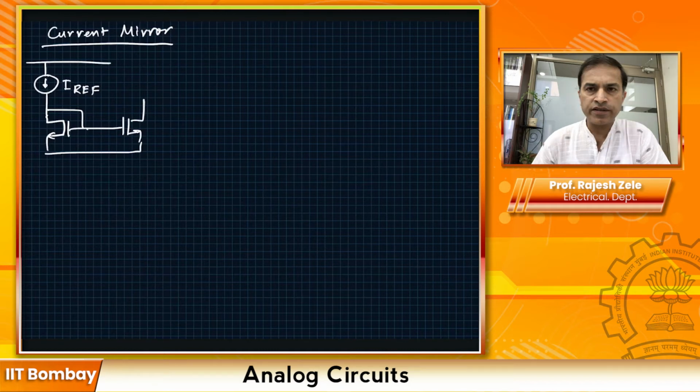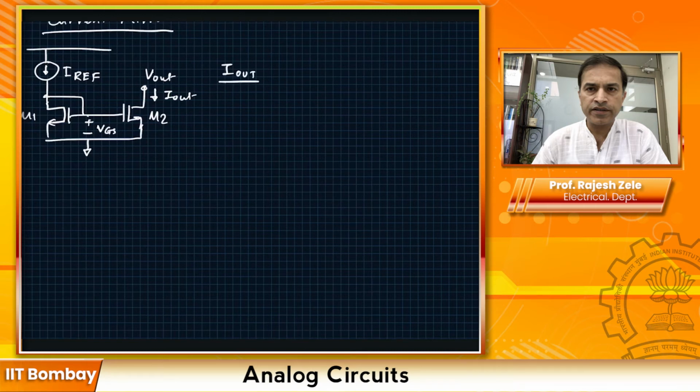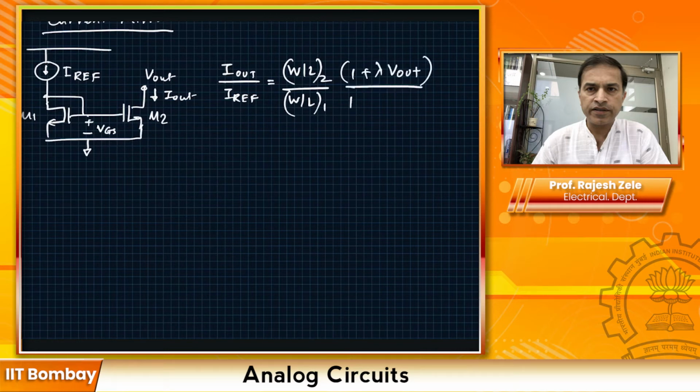First, we will revisit the current mirror, the simple current mirror. We already went through this equation: I out divided by I ref is equal to W by L of transistor 2 divided by W by L of transistor 1, times the 1 plus lambda effect, which in this case is 1 plus lambda 2 V out divided by 1 plus lambda 1 VGS. A couple of things I talked about last time weren't very clear, so I'll go through that again.